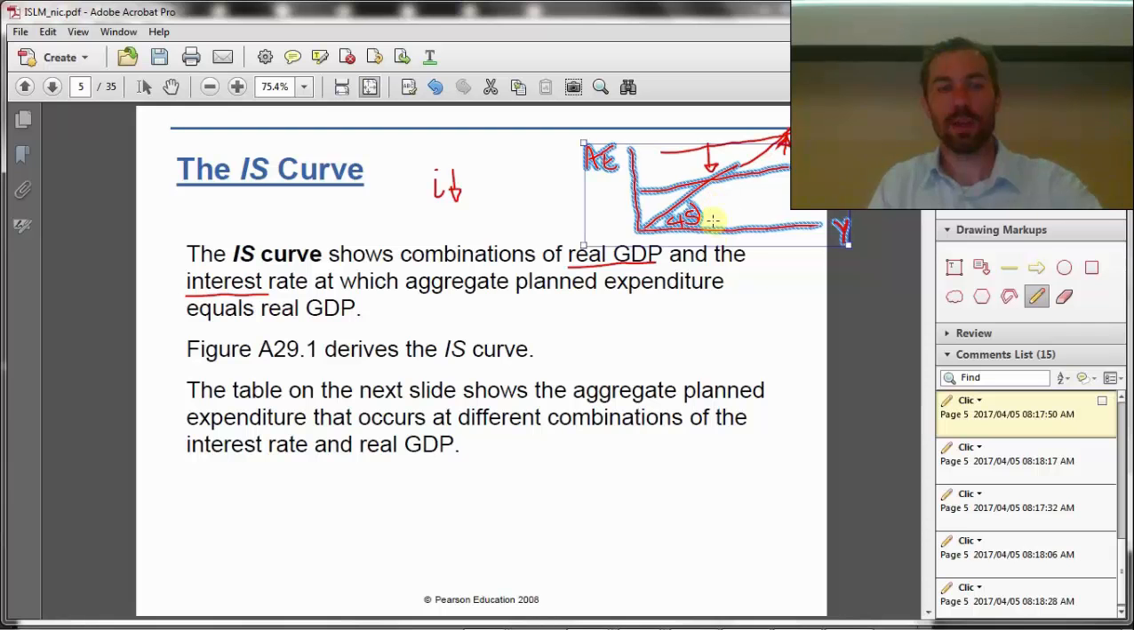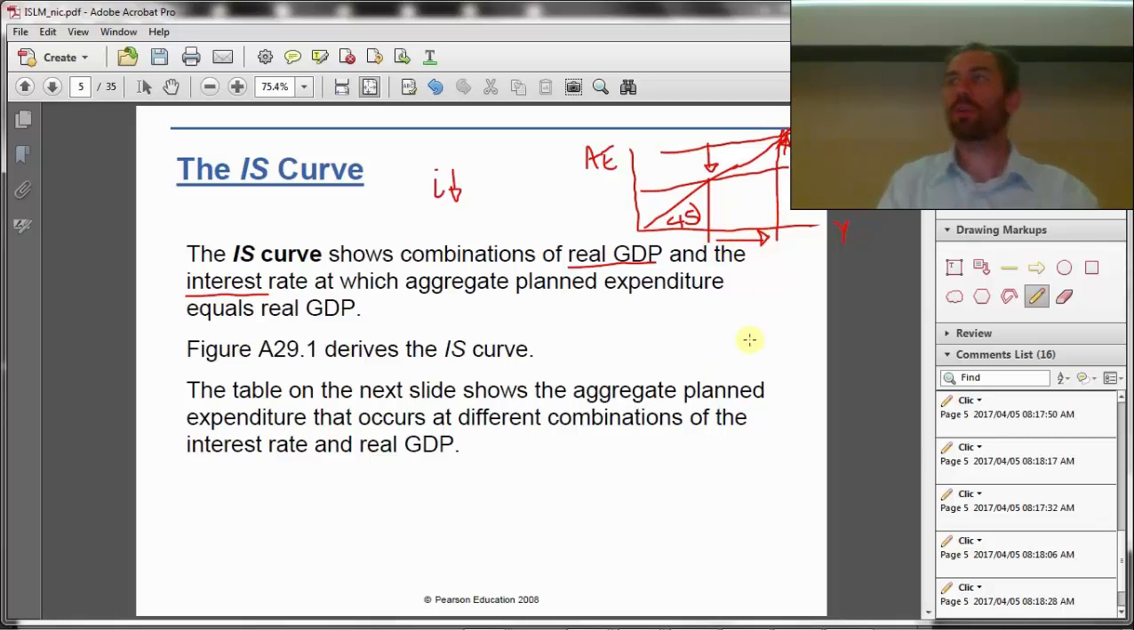And what is important about our points of equilibrium is that with lower interest rates, we have higher levels of output. Okay? So it shows us the combinations of output and interest rate at which aggregate planned expenditure is in equilibrium. This model is in equilibrium. Okay? Let me see if I can just get rid of this to not confuse the issue.